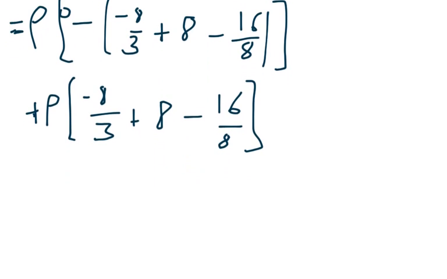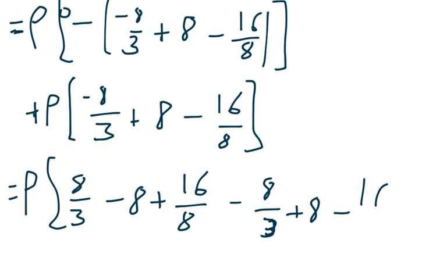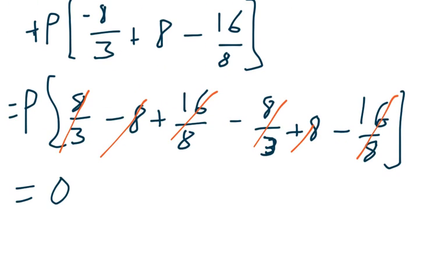Okay, so what does this look like? Let's put it all together. We have rho, and we have 8 over 3 minus 8 plus 16 over 8 from the first stuff. And then we have minus 8 over 3 plus 8 minus 16 over 8. Well, if you notice, this all just cancels. This cancels this, and this cancels this. So this is equal to 0.